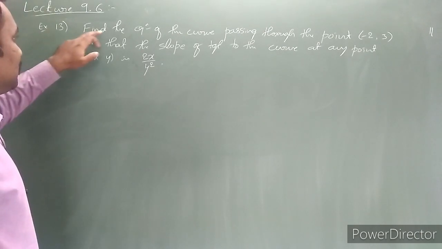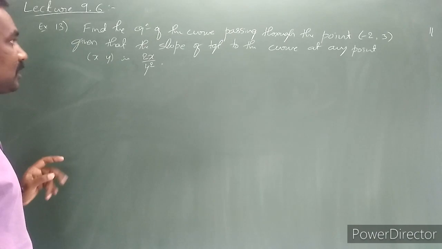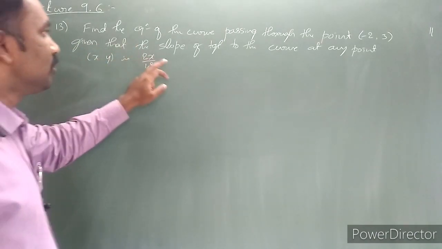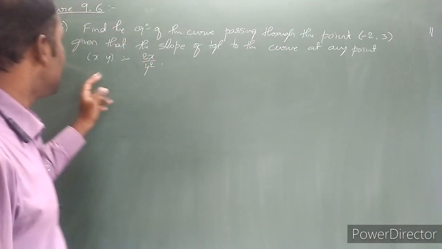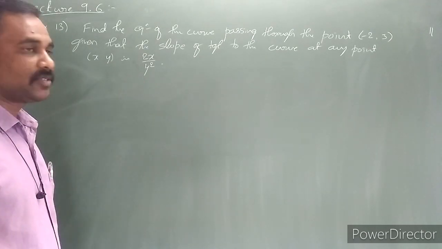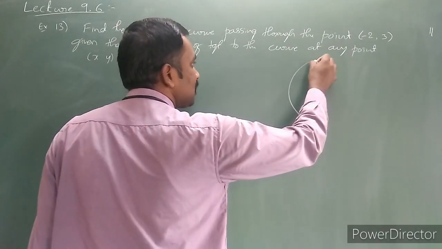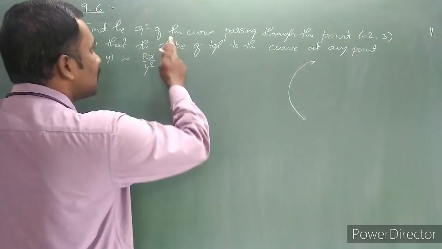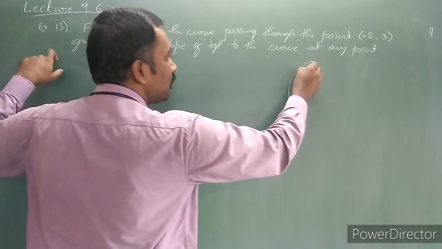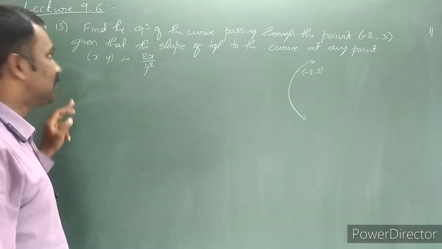Find the equation of the curve passing through the point minus 2, 3, given that the slope of the tangent to the curve at any point x, y is 2x divided by y square. Find the equation of the curve. This equation we need to find. The curve passes through the point minus 2, 3.